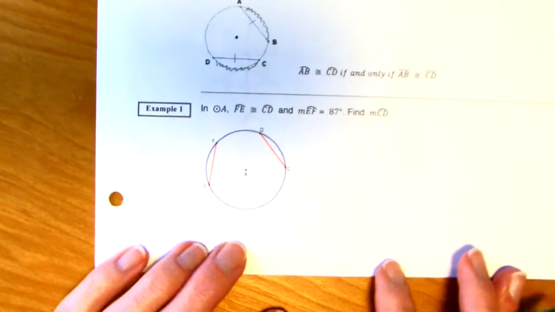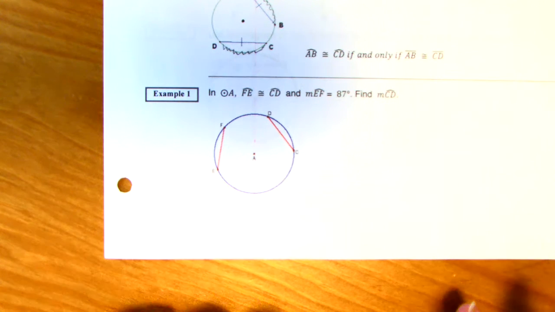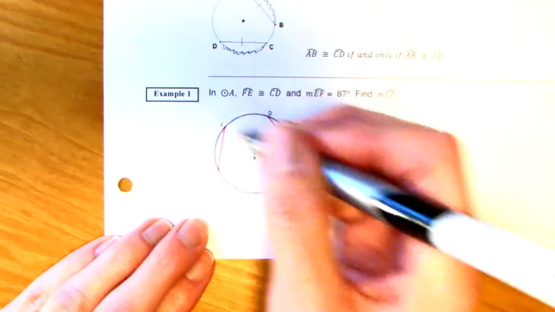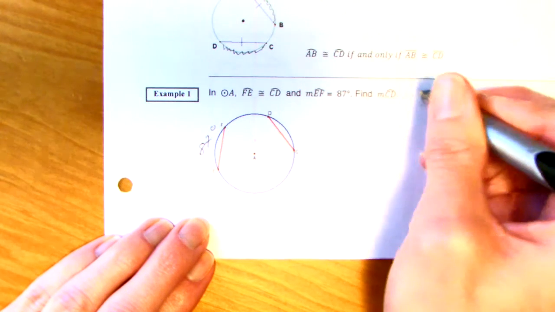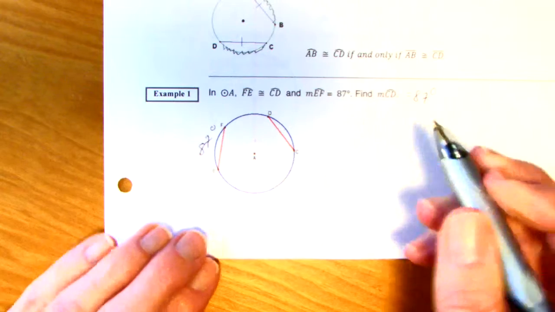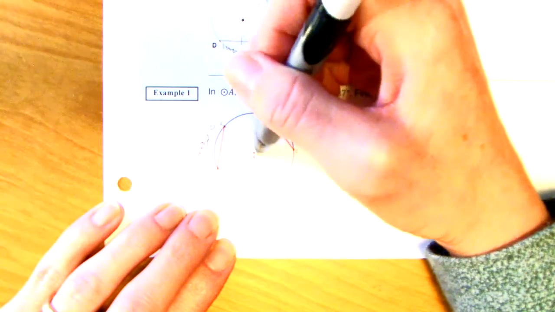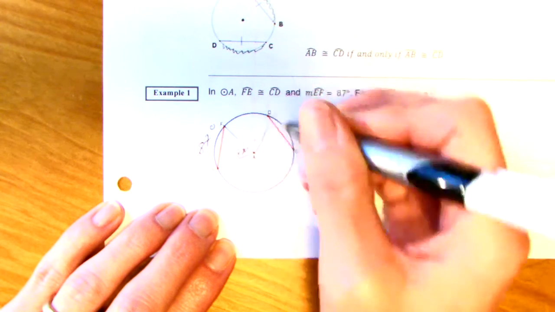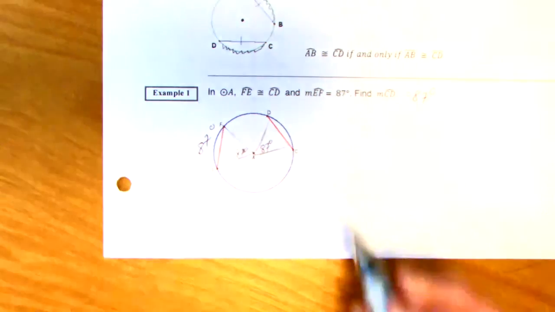So let's look at example 1. We have a circle A, that's our center. Find FE and CD are congruent. So that's the arcs. So the arcs are congruent. And if the measure of arc FE is 87, then so is CD. It's that simple. Think about it. This is 87 degrees. This is also 87 degrees. Those will be the same.